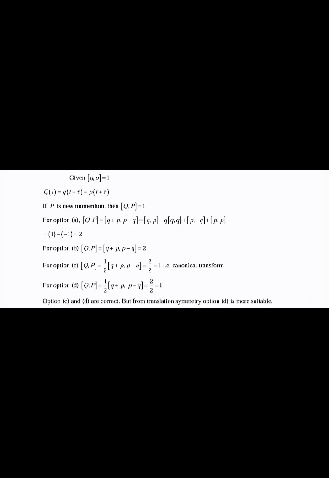Then option B, q comma p is equal to q plus p comma p minus q. This becomes equal to 2. This is also not a canonical transformation. Then coming to option C, that is q comma p is equal to half into q plus p comma p minus q. This becomes equal to 2 by 2, that is equal to 1. This is a canonical transformation.